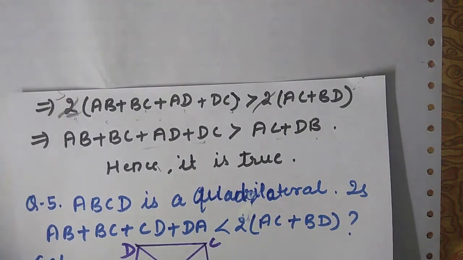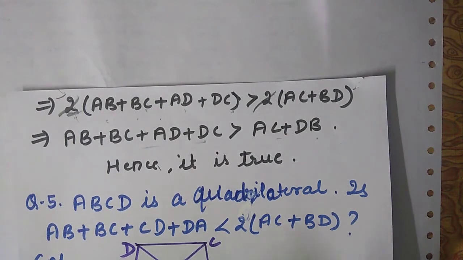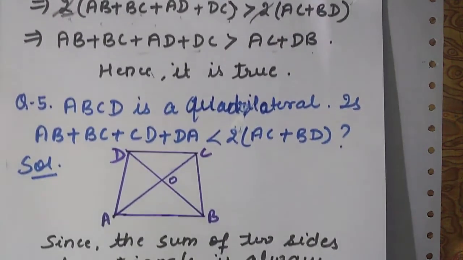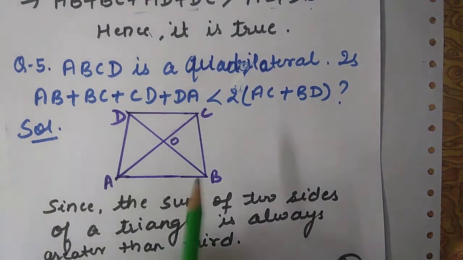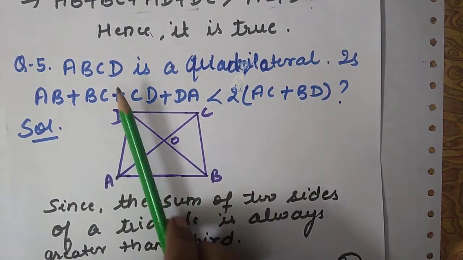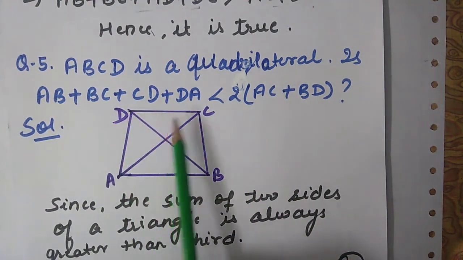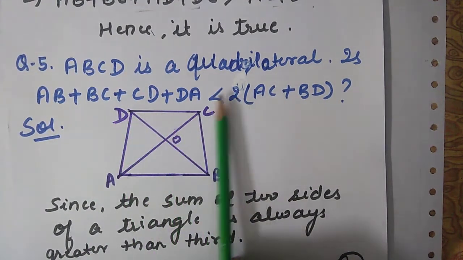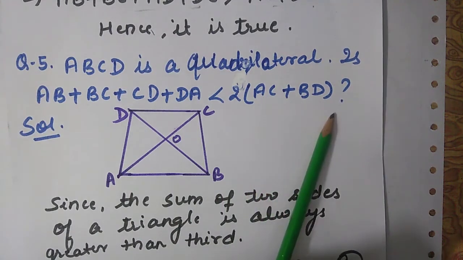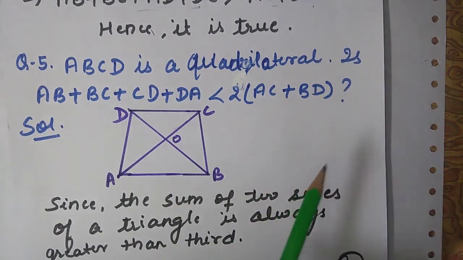Okay, again you have to apply the triangle inequalities by taking 4 triangles, and then again you have to add them and you will get the result. Okay, now question number 5 of the same exercise. ABCD is a quadrilateral. Now they are asking, is AB plus BC plus CD plus DA less than 2 times of AC plus BD? They are asking, is it true? So same way you have to do this question also.